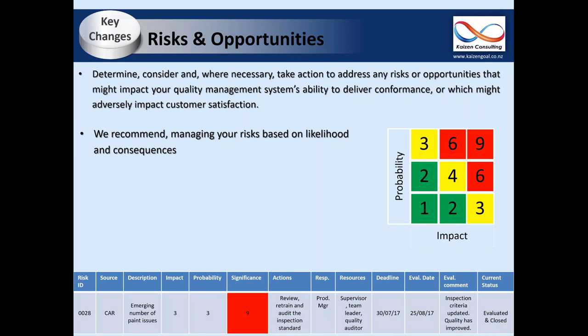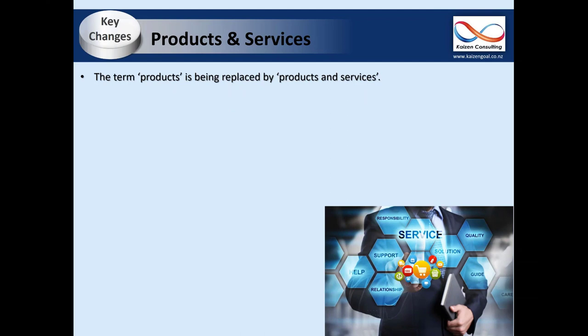Products and services. The term products in 2008 is now referred to as products and services. The intention of ISO has been to incorporate a bigger market of other things than products being sold, such as services. Previously there was a gray area of, well, that's a physical product, and the services that we offer are not our product. ISO is now defining them as your product. So products and services is the new terminology that has replaced products.